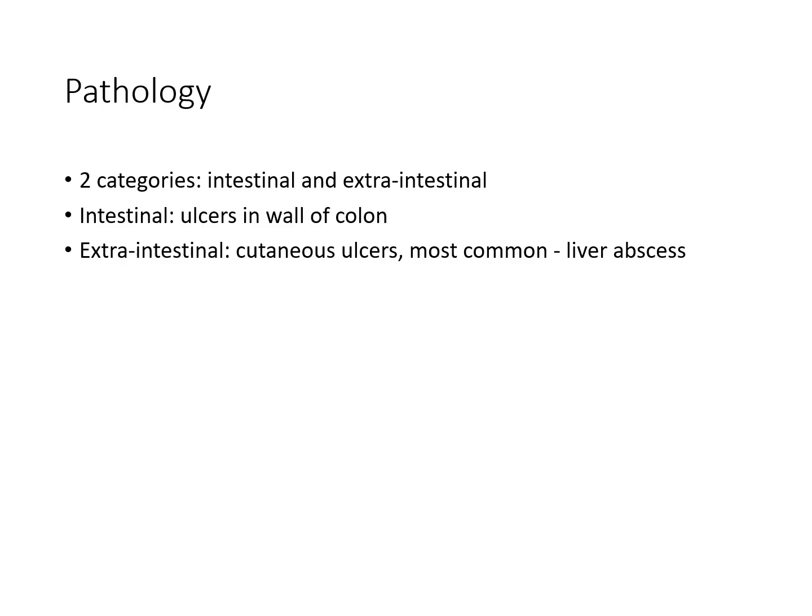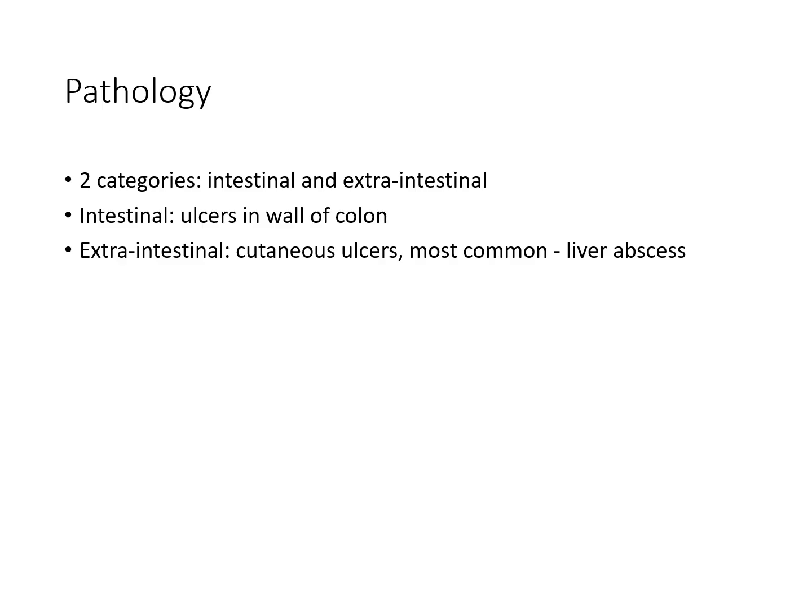There are two different categories of disease: intestinal and extraintestinal. So intestinal amoebiasis, the infection primarily affects the colon. For pathology, there's the formation of ulcers in the wall of the colon. The ulcers may cause tissue destruction, inflammation, and bleeding. For clinical features, patients will have diarrhea, which may be bloody, abdominal pain and cramping. They may have a feeling of incomplete evacuation, and possible presence of mucus and blood in stools.